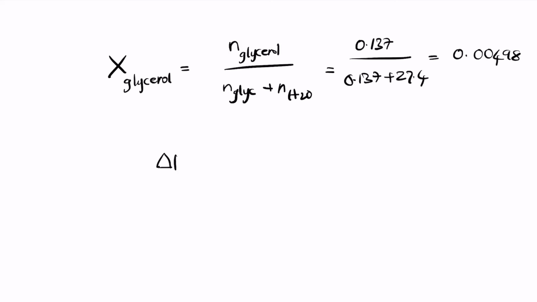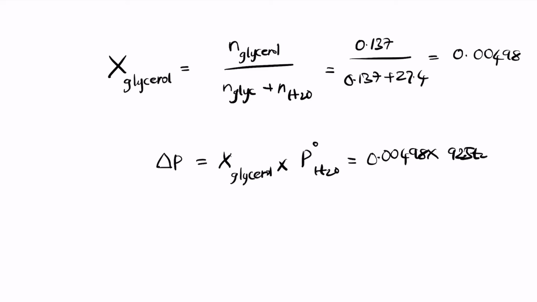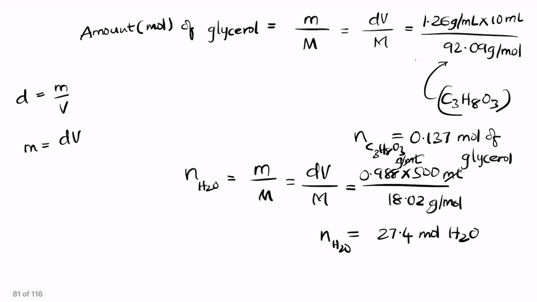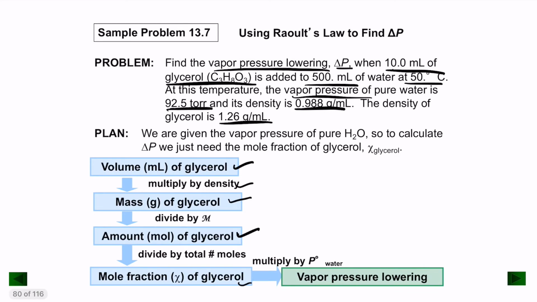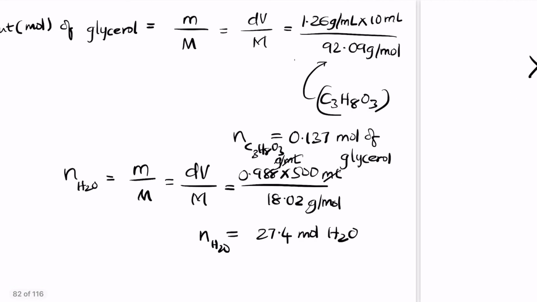Now vapor pressure lowering delta P is given as the mole fraction of glycerol times the vapor pressure of the pure solvent, that is P of H2O. So that value becomes 0.00498 times 92.5 torr. This is the value that's already given here. Notice that this is the value that we're using for pure water.